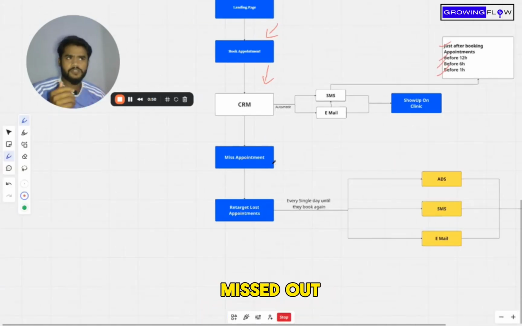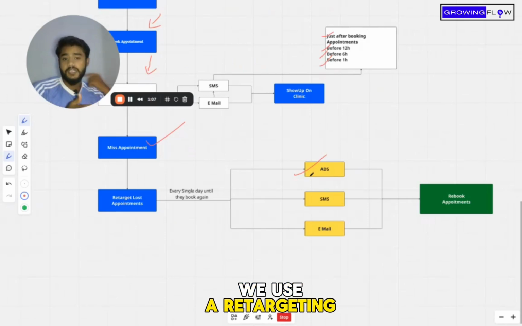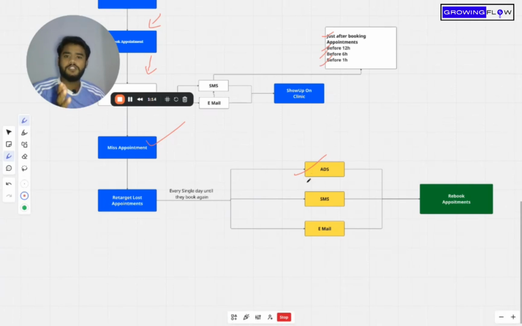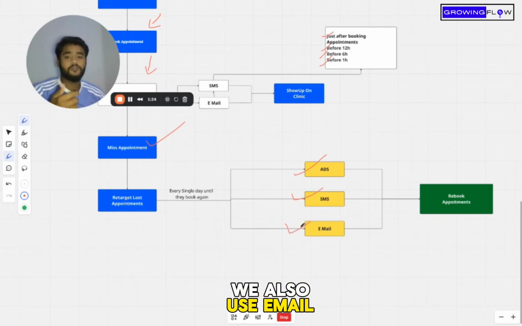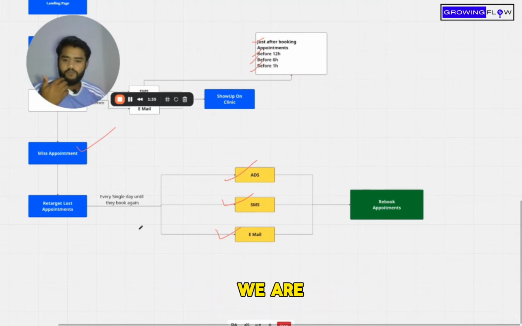Somehow, if somebody misses the appointment and can't show up to our clinic, we target the lost leads every single day until they book again. For retargeting we use ads. If you are running ads on Facebook, we use retargeting ads. We have information like email, phone number and name, so we make a custom audience and retarget that person through Facebook ads. We also have their phone number, so we send SMS to rebook their appointment. We also use email for rebooking, and in the end they rebook their appointment. If they don't rebook, we keep sending regularly every single day. We pitch them through our ads, SMS, as well as email.